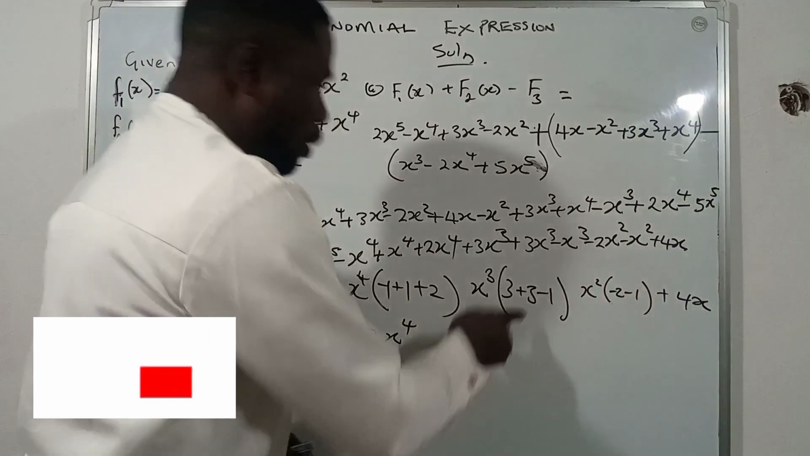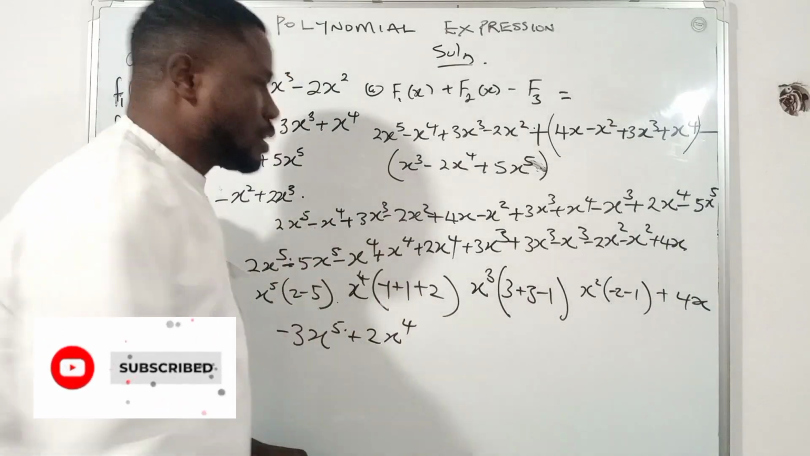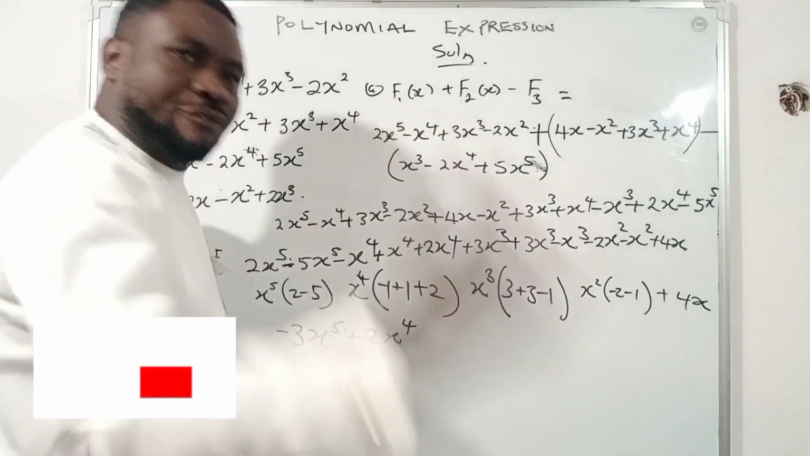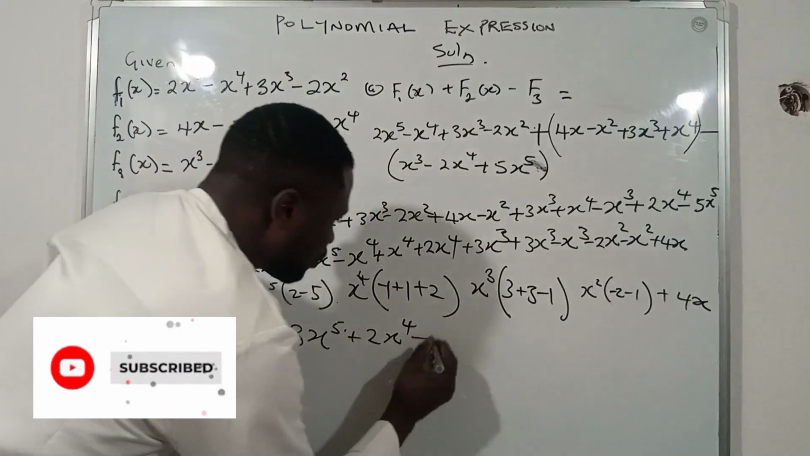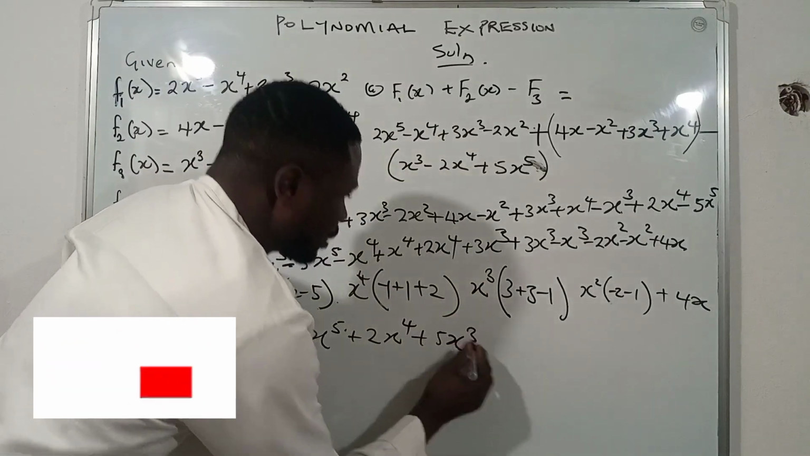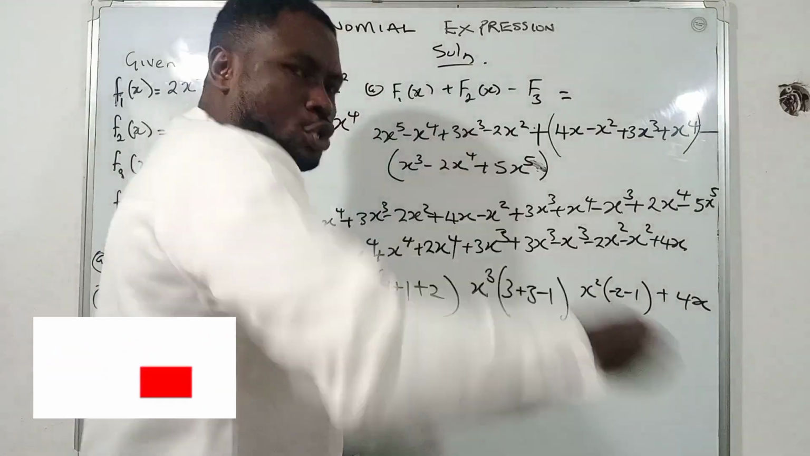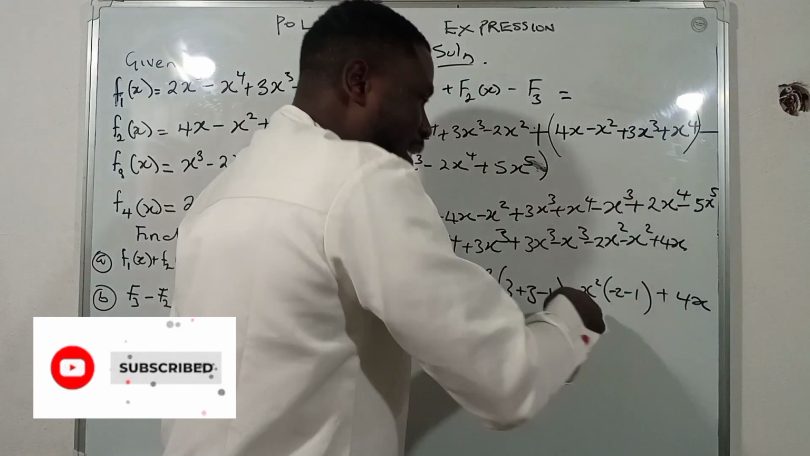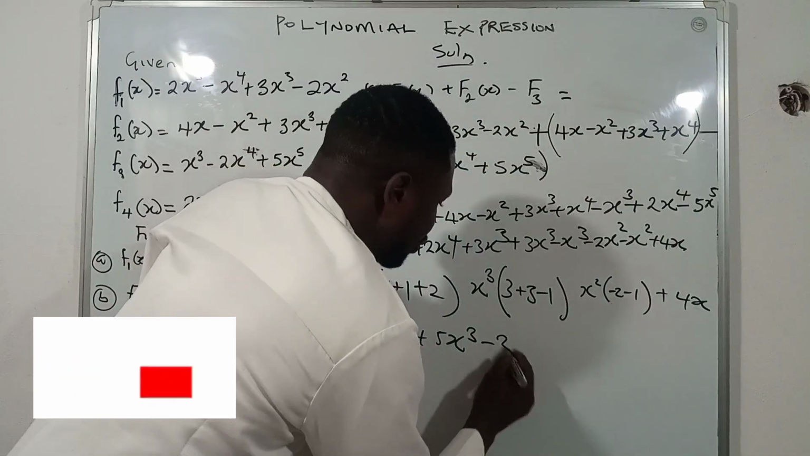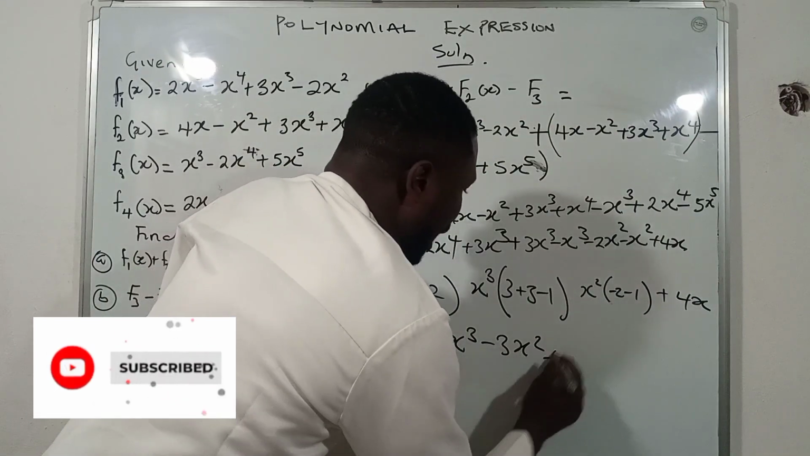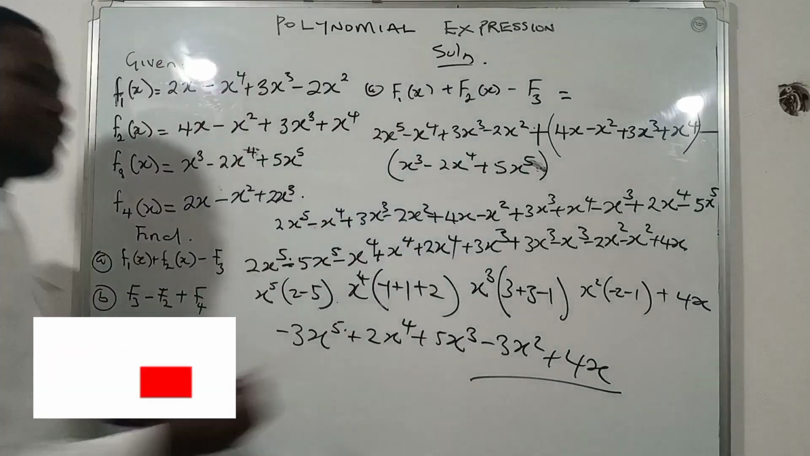You now look at this one, 3 plus 3, that is 6. Minus 1, that will be what? 5. 5 times this will give us plus 5x raised to power 3. You come here again, this is minus 2 minus 1. Minus 2 minus 1 is minus 3. Minus 3 times this will give us minus 3x raised to power 2. And then 4x. This will be the final answer.